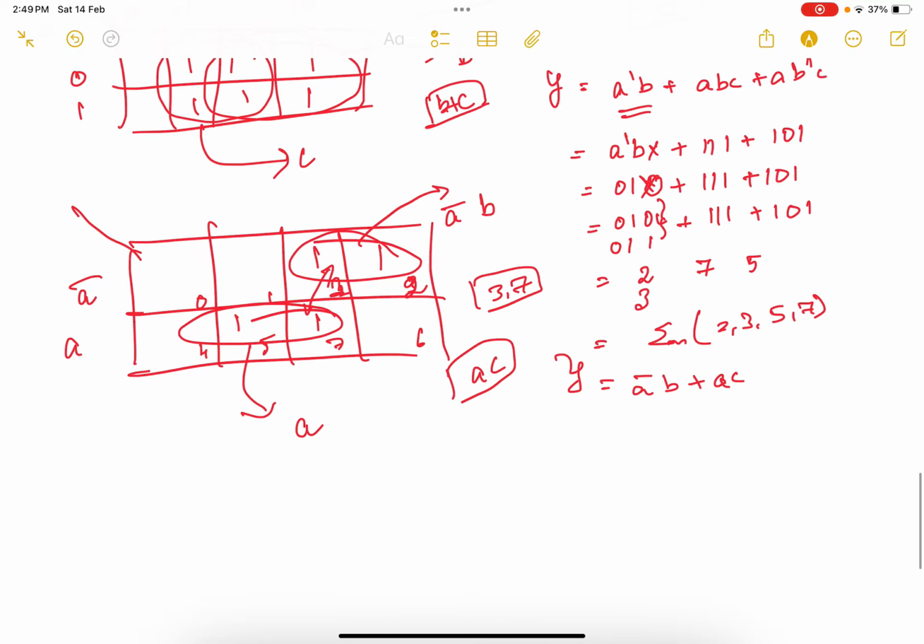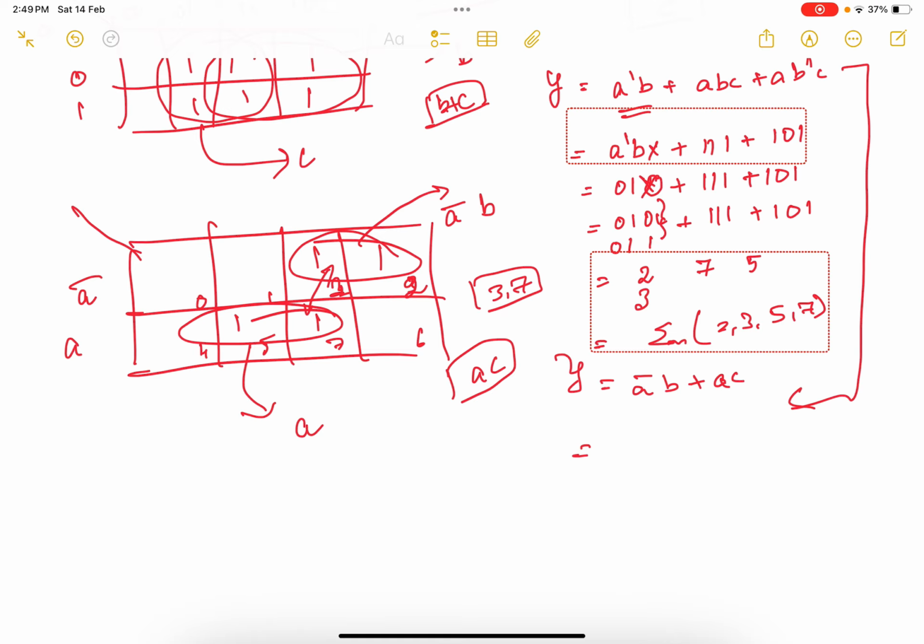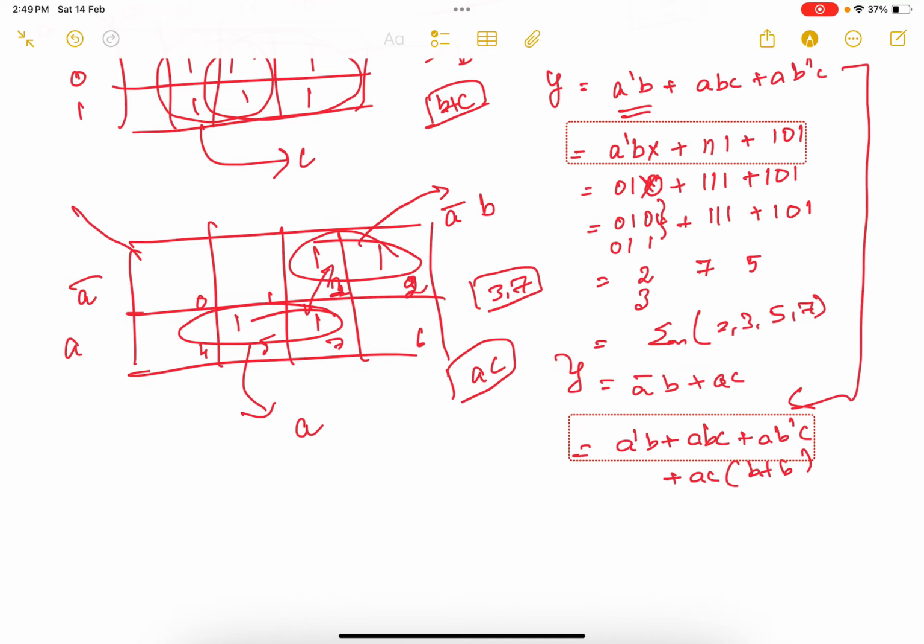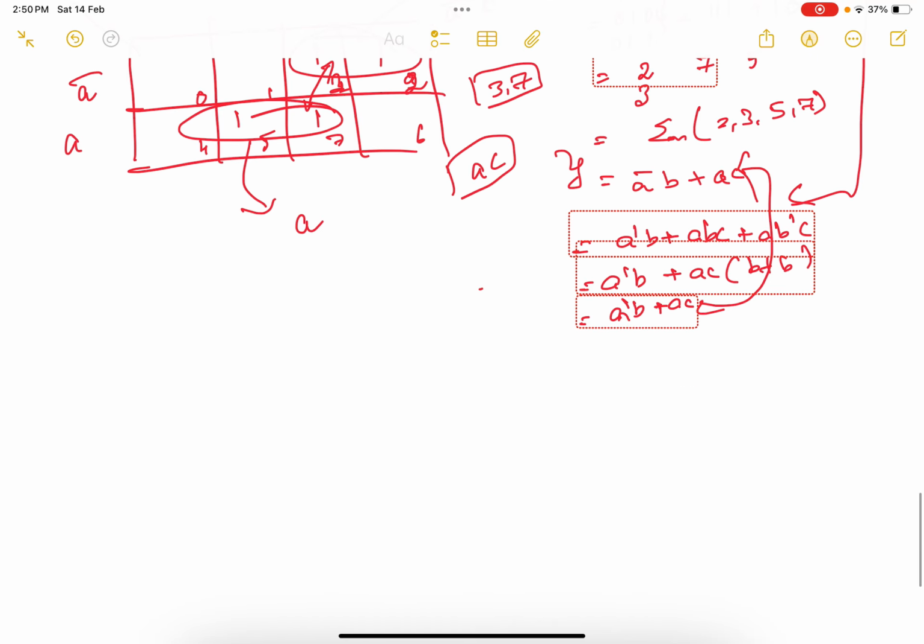This one we can also simplify from here. If I simplify, what will we have? A dash B plus AB plus AC. So this is A dash B plus ABC plus AB dash C. If we take AC as common, you will get B plus B dash, which is 1, so here you will get A dash B. Once again, A dash B plus AC. So that is the answer we are getting here. Got it? Based on your expression also, I can map it.